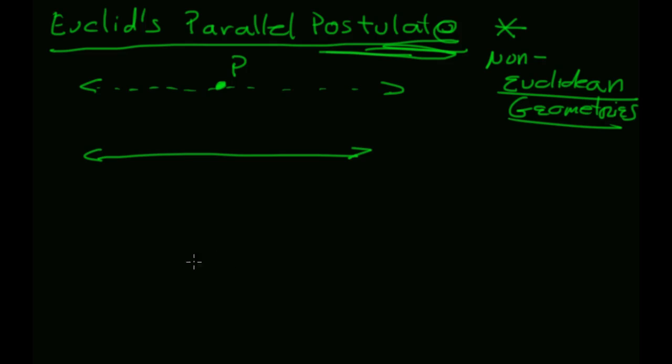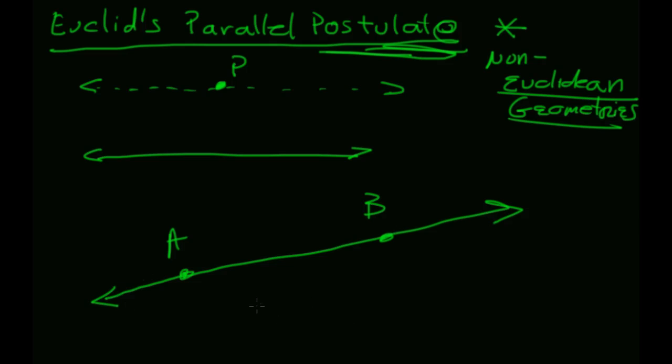There's also another postulate here that if I have two points, let's call them A and B, you can only draw exactly one line through those points. So this is the idea that two points determine one line. We're going to need that postulate for some other things in this class.